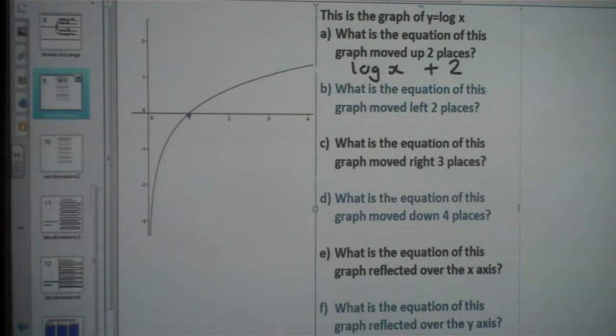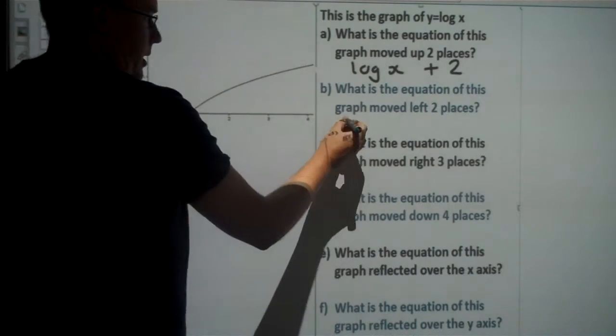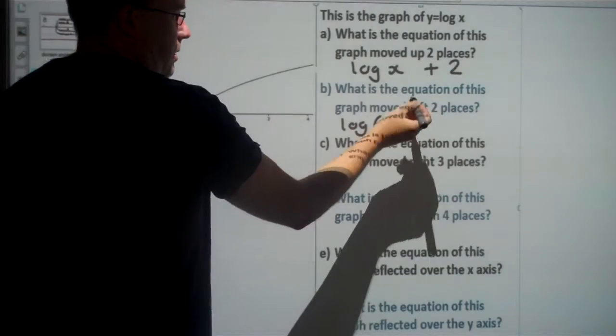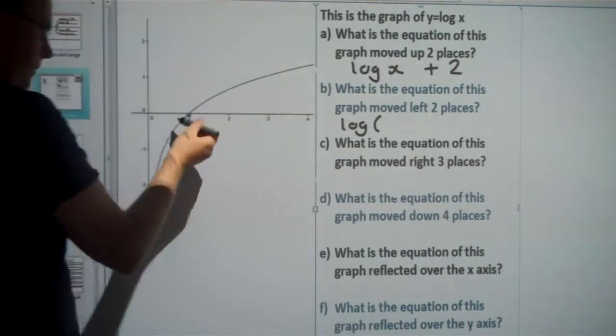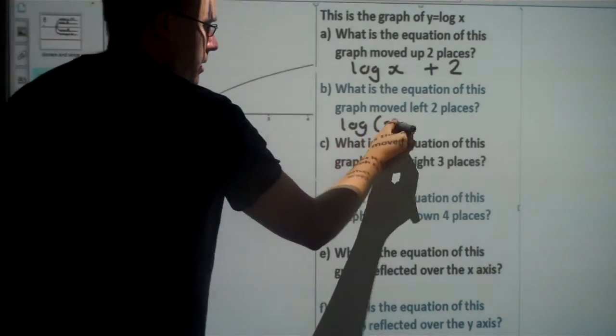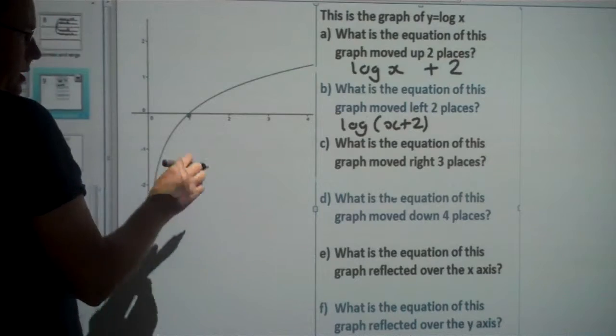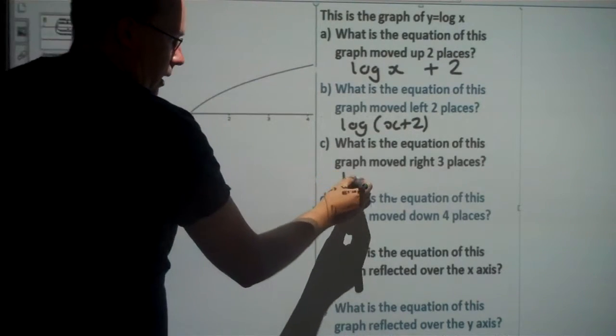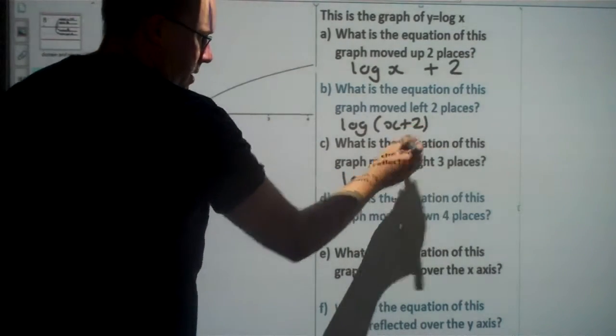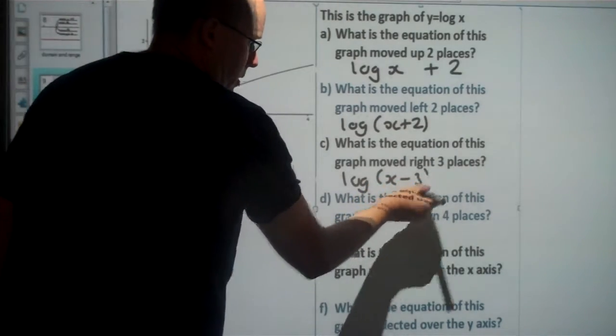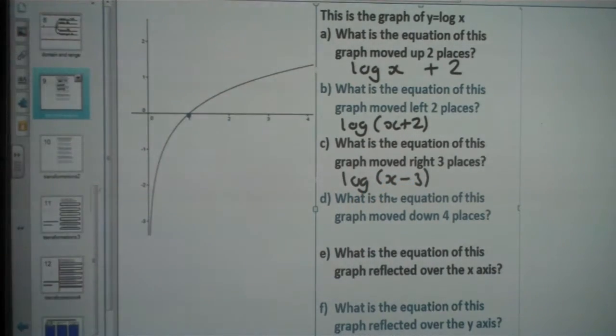So you don't need to put parentheses around here, but sometimes that avoids confusion. 2 places moved to the left. So this is a horizontal translation. And when we do this one, we've got to remember to do the opposite of what it said. So left 2, you would think it would be negative 2. Actually, it's x plus 2. Similarly, when we do this one, 3 places to the right, you would think that that would be plus 3, but you've got to remember to do the opposite. So it actually becomes negative 3.